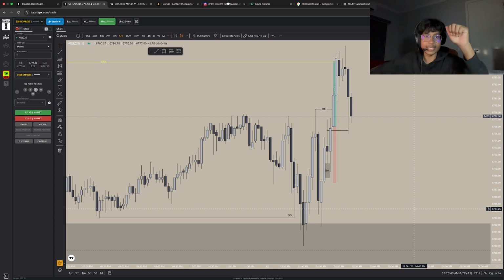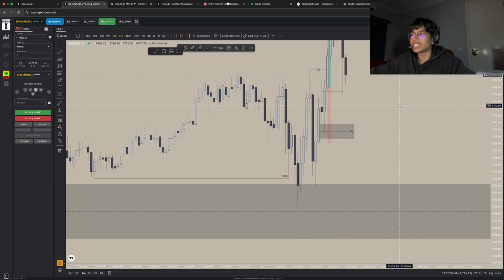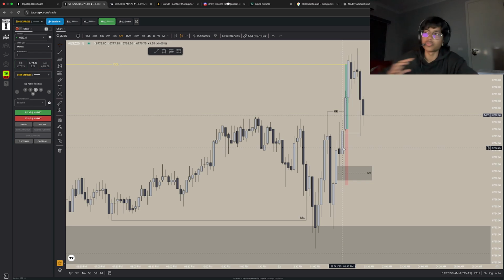So either I can take one, my waffle reversal model, or two, my waffle continuation model. If I had entered right here, that would be my waffle reversal model. But I entered here on the 5 minute pullback. That's my waffle continuation model.